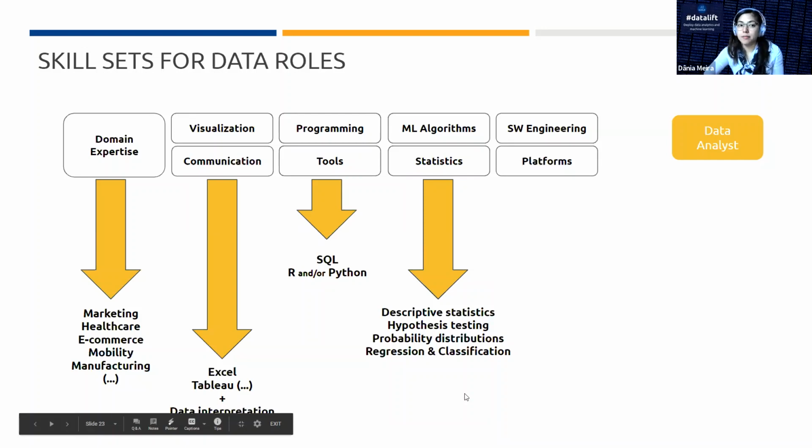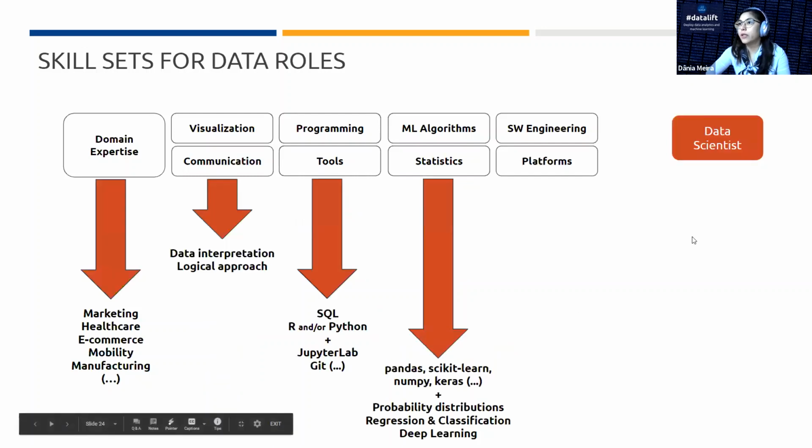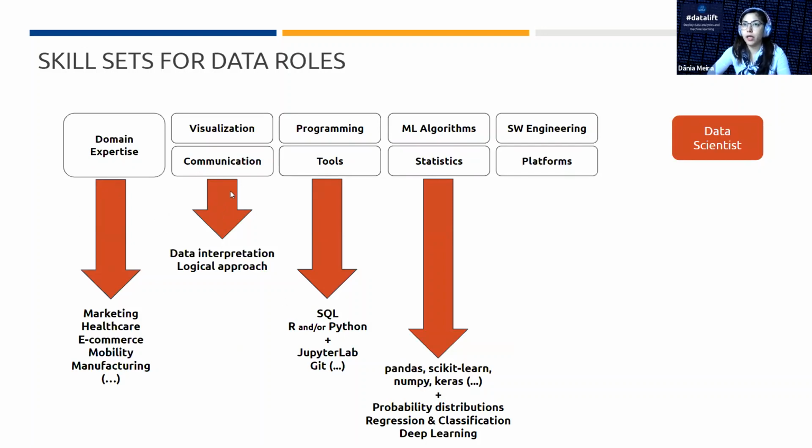A lot of the times, this is not what you're going to find out in companies or in job descriptions, but this is the overall idea of the different roles. So if I move forward to the data scientist, you can see there is, again, domain expertise, but less communication and visualization, although it's still important, but then more on the programming and tools side.